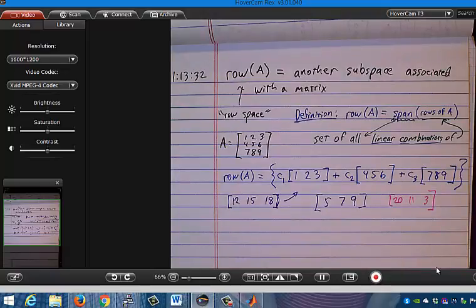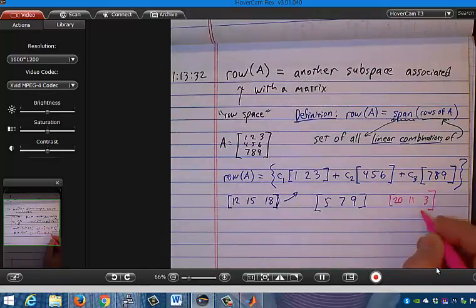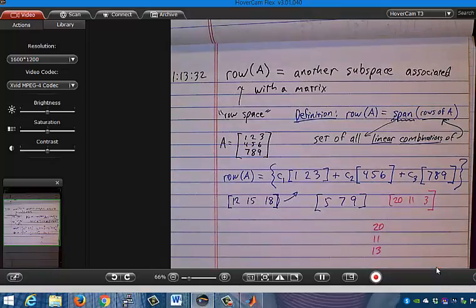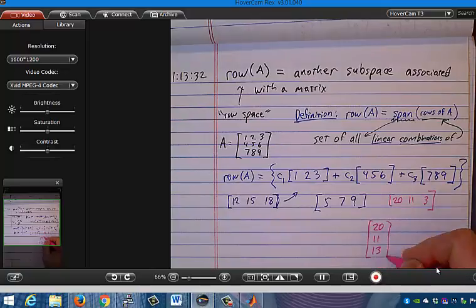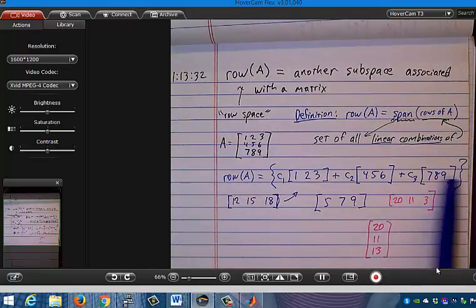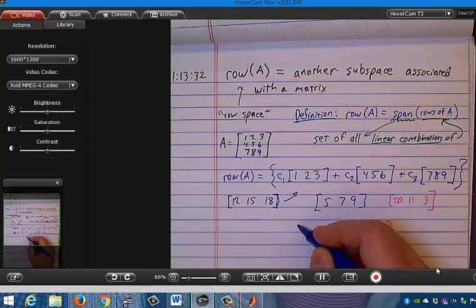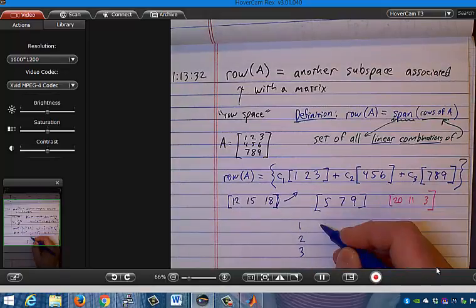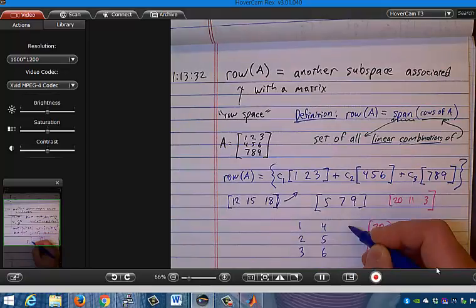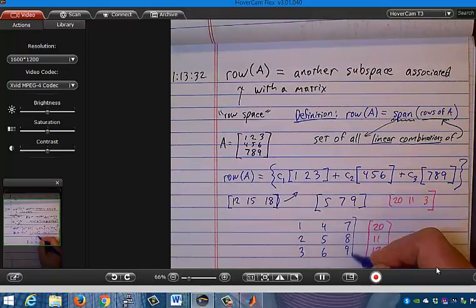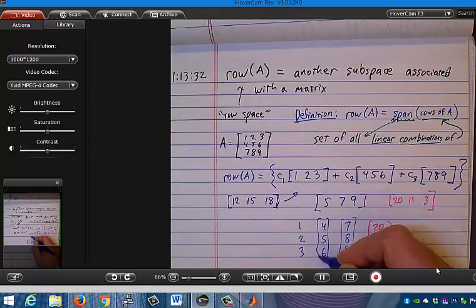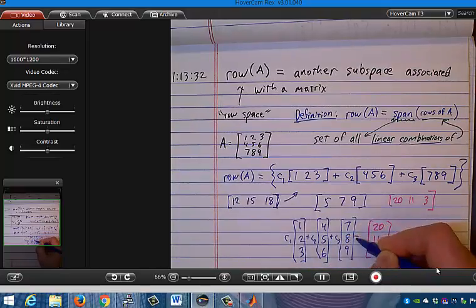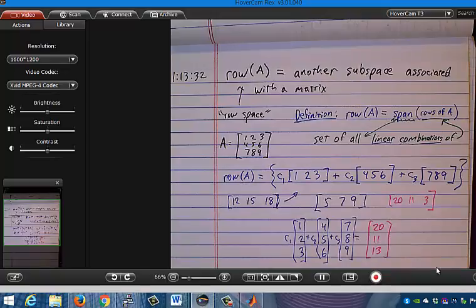Now I want to point out that this is equivalent to doing the following. Imagine I wrote the pink vector like this. If I wrote it this way, then I could write these vectors 1, 2, 3, 4, 5, 6, 7, 8, 9, also as column vectors. And I'm throwing a C1 here, plus a C2 there, plus a C3 there, and I'm basically solving a system of equations. How do you do this?